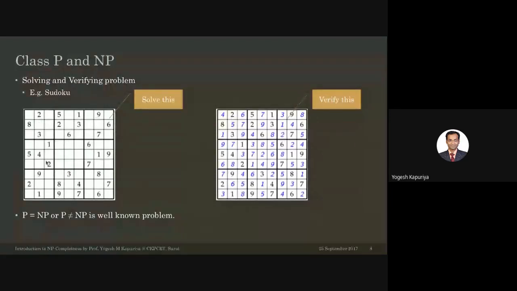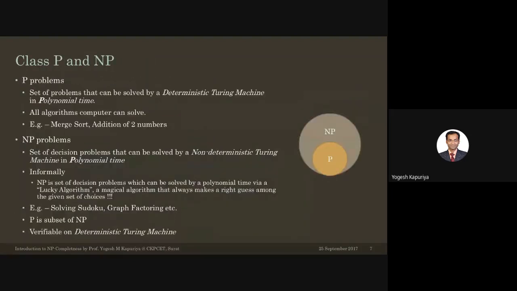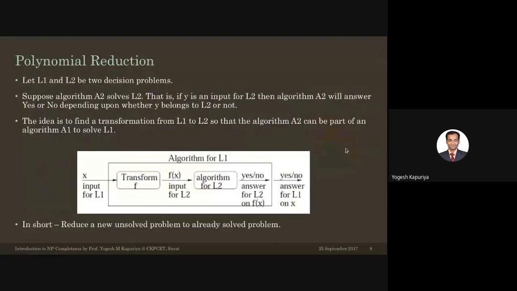There is great confusion between these two as well. If you search on the internet and type P equals NP or P is not equal to NP, this is also a very well-known research topic, whether they are the same or theoretically different. So that was about class P and NP. P means a set of problems which are solved by a deterministic machine in polynomial time, and NP means a set of problems which are solved by a non-deterministic machine in polynomial time. However, they are verifiable by a deterministic machine in polynomial time. So that was P and NP.